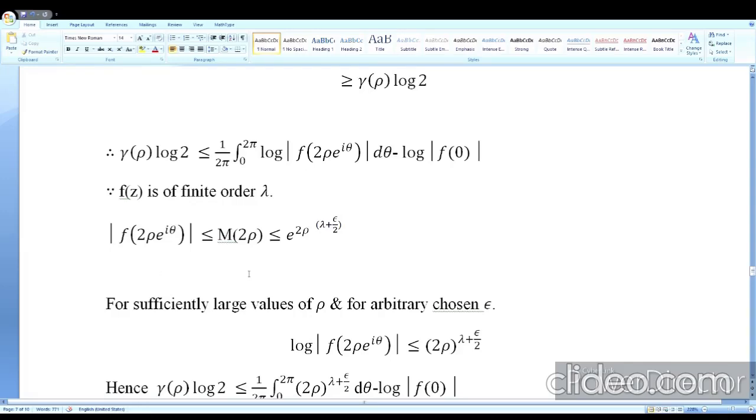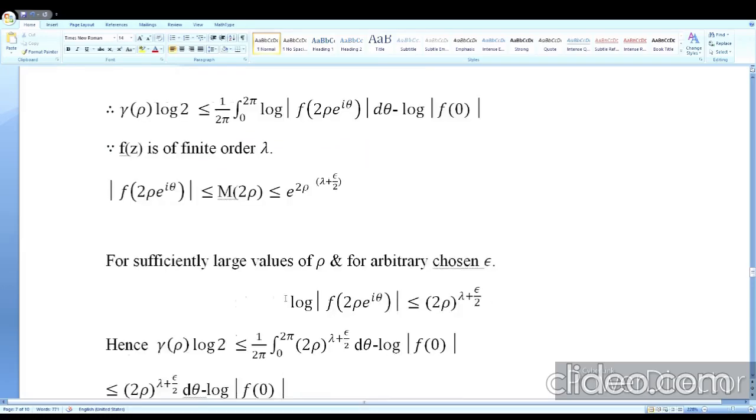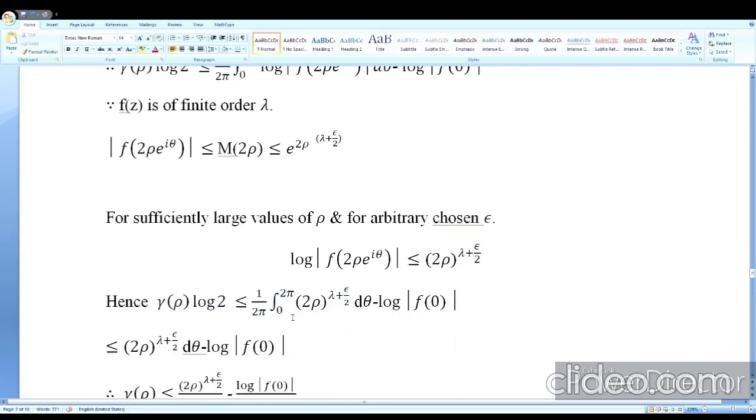And taking log on both sides, we get log modulus of f of 2 rho e power i theta less than or equal to (2 rho) power lambda plus epsilon by 2. Now, instead of log f of 2 rho e power i theta, we write (2 rho) power lambda plus epsilon by 2 here. Hence, we get gamma of rho log 2 is less than or equal to 1 by 2 pi integral from 0 to 2 pi of (2 rho) power lambda plus epsilon by 2 d theta minus log f of 0.